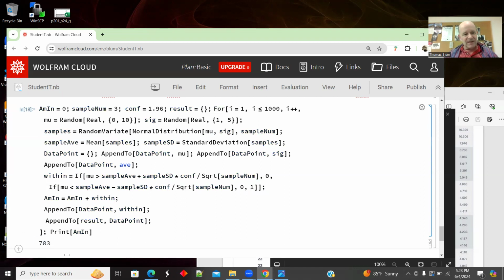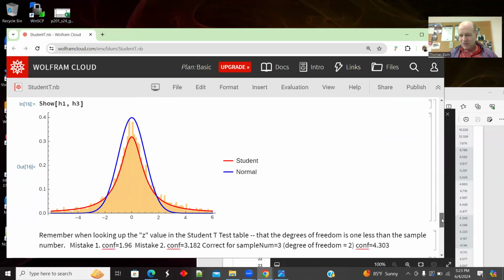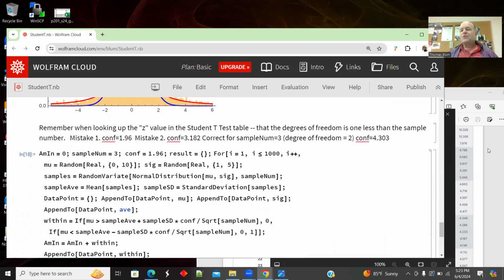It's down in the ballpark of 800 rather than 950. It fluctuates a bit, but it's not fluctuating that much. It's not going to get up to the 950. Okay, so again, this 1.96 was based on a normal distribution, and we saw that it's not well described by a normal distribution. The blue is the normal, and it doesn't look like that. It looks like a student t. So now we'll move over to student.